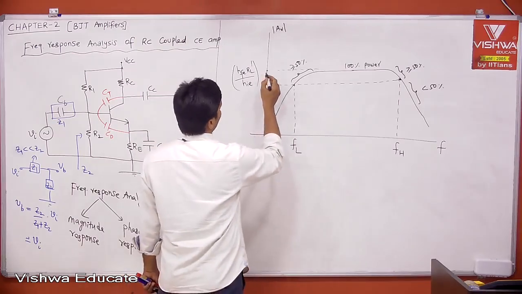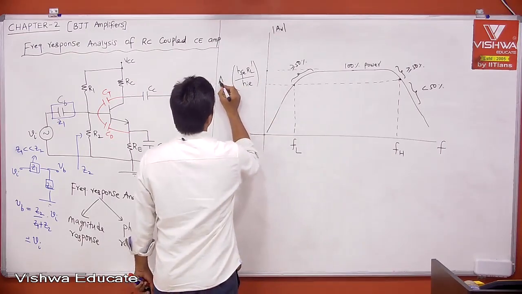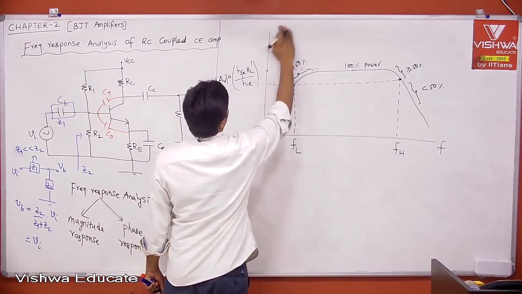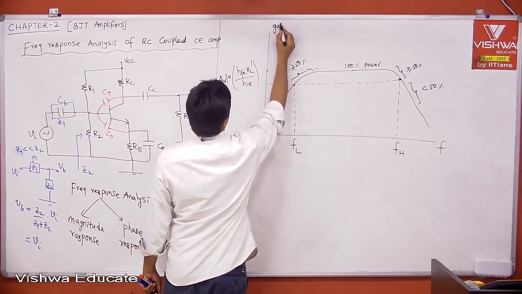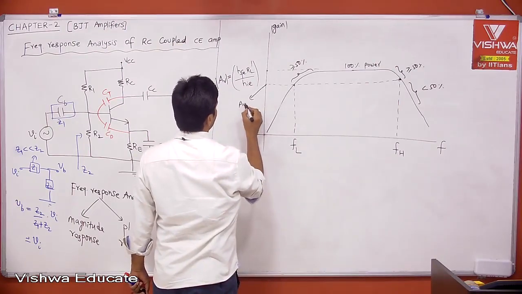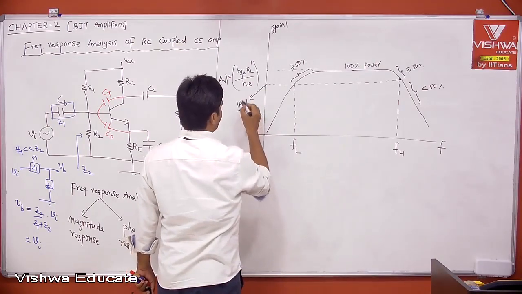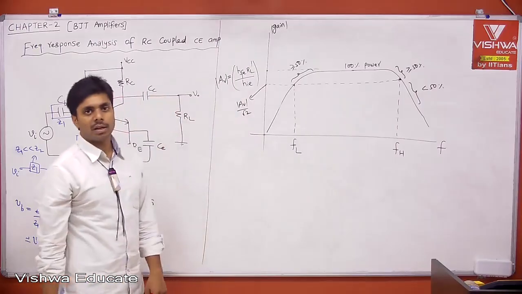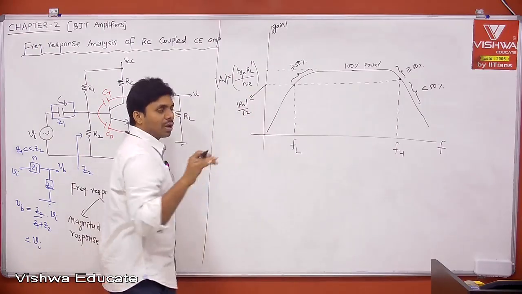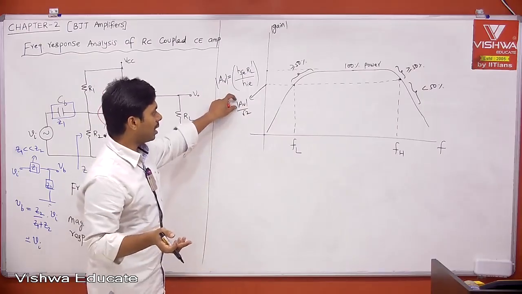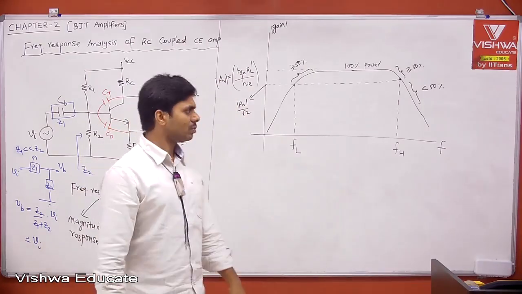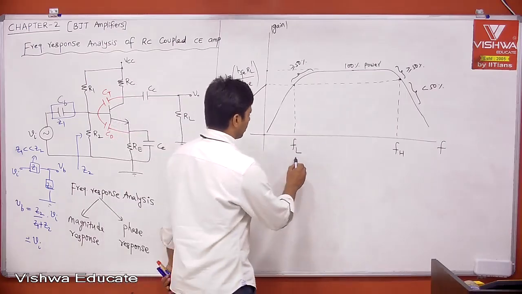Then this is 1 by root 2, because when I say voltage gain, this is the voltage gain mod AV, then this gain is nothing but AV by root 2. When I speak about voltage gain, that is nothing but voltage signal. Then what is your power? Power is V square by R. V square by R is AV square divided by 2. Therefore, whatever power you are getting, it is half power. Therefore, this is your bandwidth.